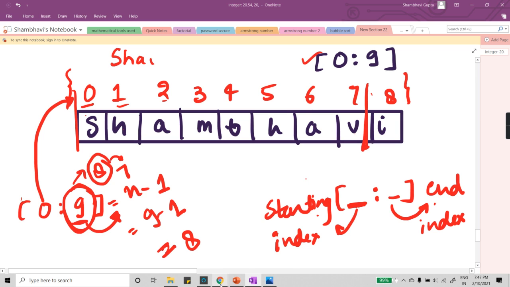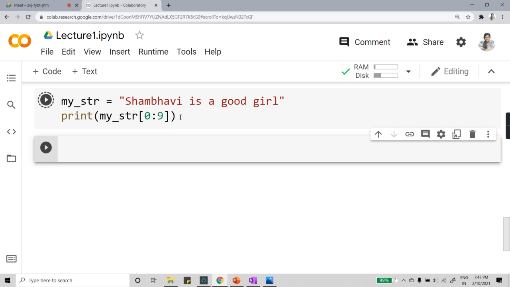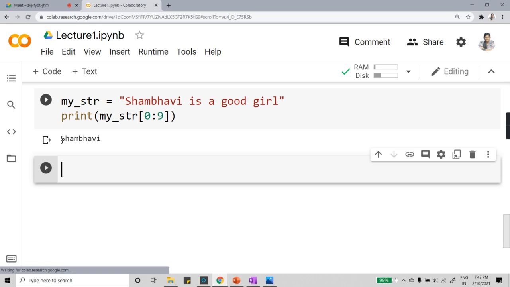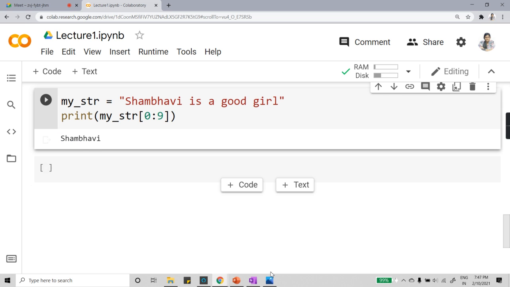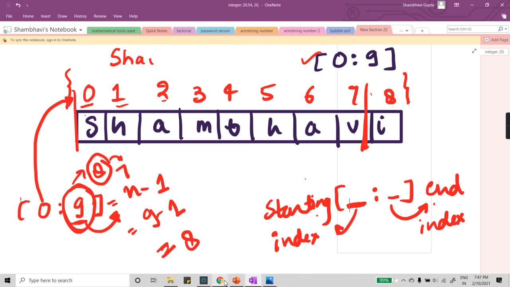Okay. Let's go to the Google Colab and write that program. So here what I have written is 0 to 9. Now, when I run this program, see, the output which I got is the whole of Shambhavi. This is what I just explained: whenever you write 9, that means n minus 1, so 9 minus 1 is 8. The characters in my name have the last index as 8. So I have written 0 to 9, that will go till 8 and it will print my whole name, Shambhavi.